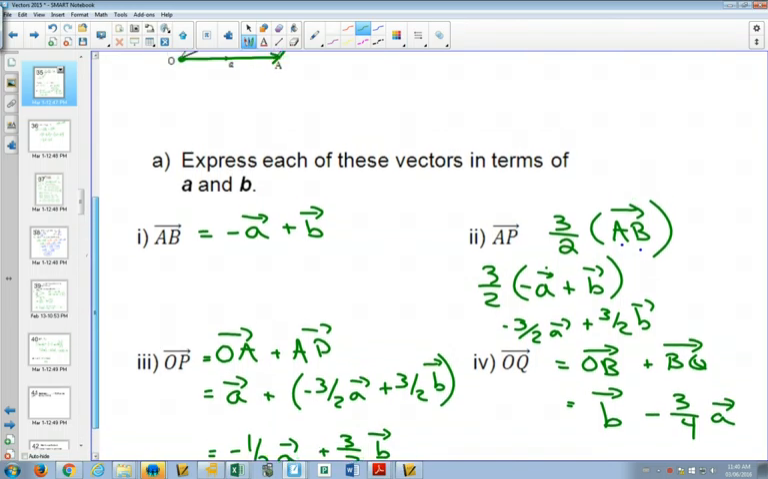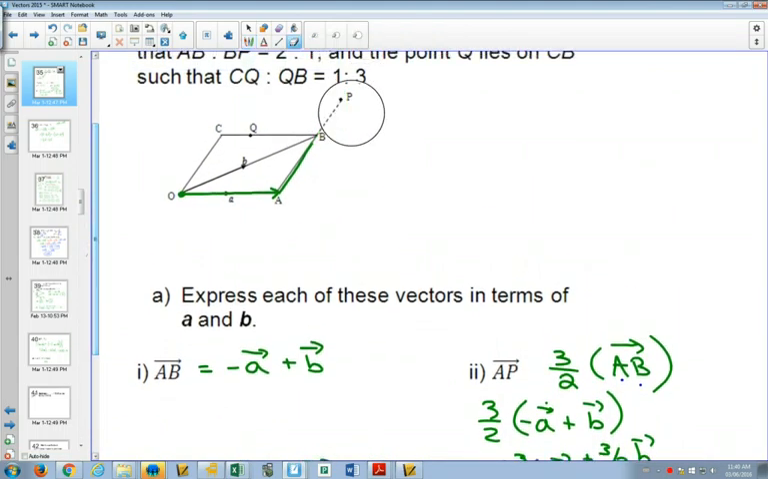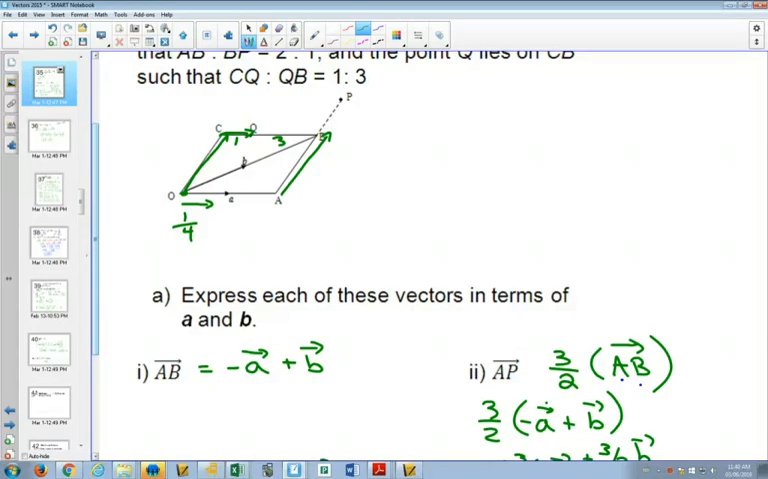And finally, for finding O to Q, if we go back to our diagram, I want to get from O to Q. O to C, since this is a parallelogram, will be the same as A to B. And C to Q is just a shortened version of O to A. And if we think about how much shorter that is, that's going to be 1/4, since the ratio is 1 to 3, the whole length is 4, and going from C to Q will just be 1/4 of the vector A.